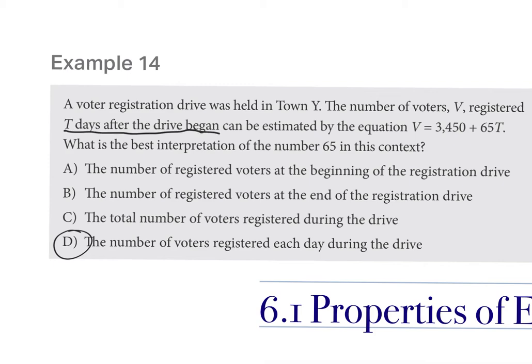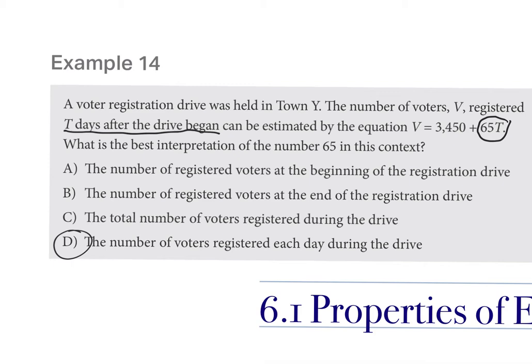Very good. So what's going on with 65 and t? What operation is going on there? Grace? Multiplication. So in order for them to be multiplied by each other, 65 needs to represent the number of voters that registered each day during the drive, because t is the number of days after the drive began. So the only answer that included the number of days or the number of voters each day was D. So that's why it's the answer.